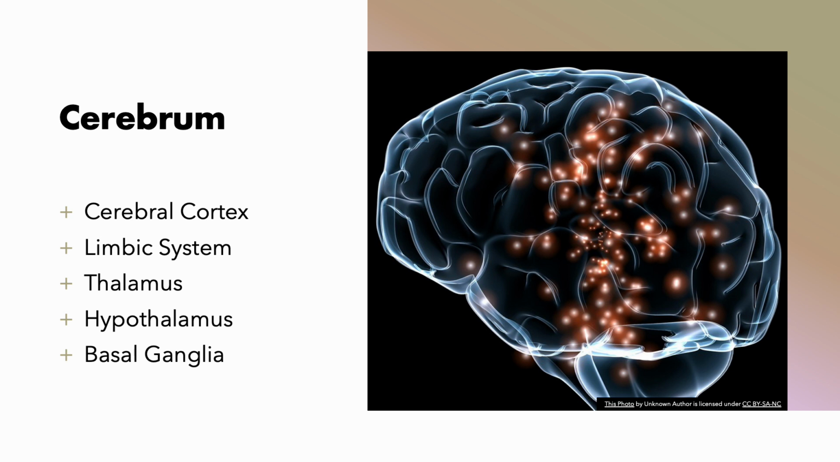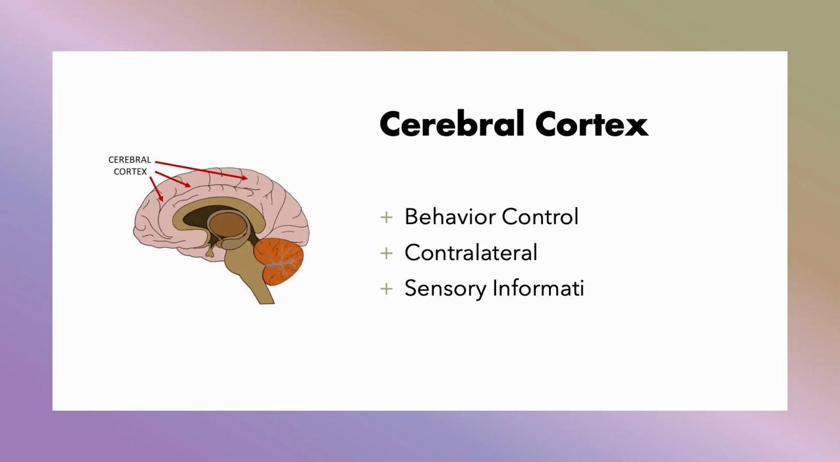The cerebrum includes the cerebral cortex, the limbic system, the thalamus, hypothalamus, and the basal ganglia. The cerebral cortex controls a wide array of behaviors. It controls the contralateral or opposite side of the body. The right hemisphere controls the left side of the body, and the left hemisphere controls the right side of the body. Sensory information is relayed from the thalamus and then processed and integrated in the cortex. The cerebrum is responsible for much of the behavior that makes us human: speech, cognition, judgment, perception, and motor function.